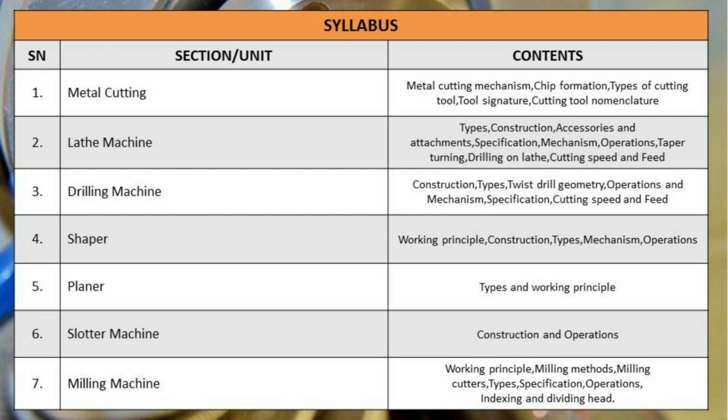And last but not the least, we have milling machine, in which we will understand the working principle of milling machine, milling methods like up milling and down milling, or conventional milling and climb milling. We will understand different types of milling cutters, the types of milling machine, its specification, the operations that can be performed on a milling machine, and last but not the least, indexing and dividing head. So in these 7 units, you will get a brief overview of what a machine shop is, what a workshop is.